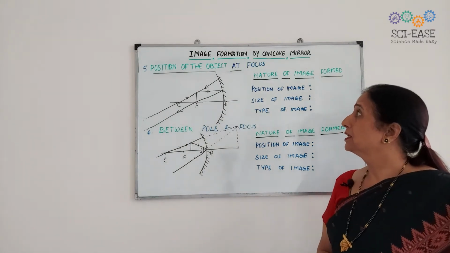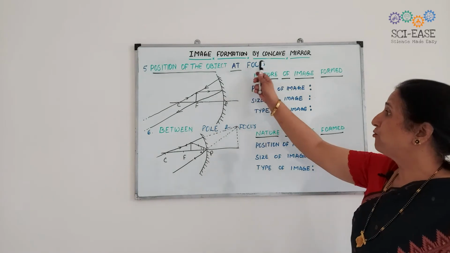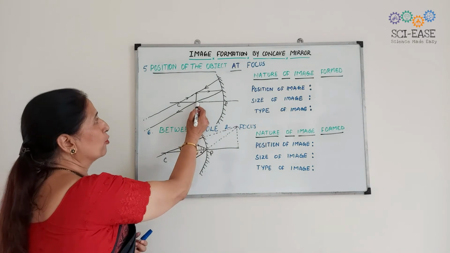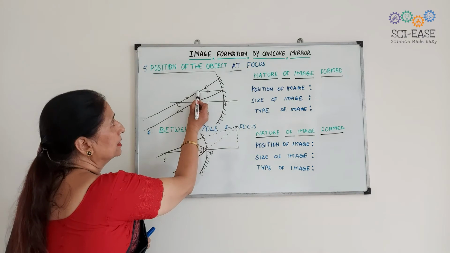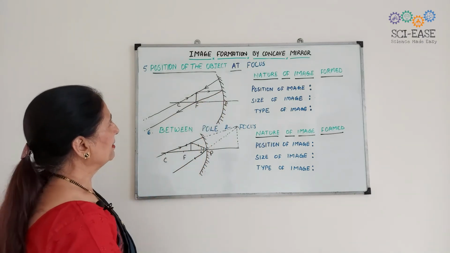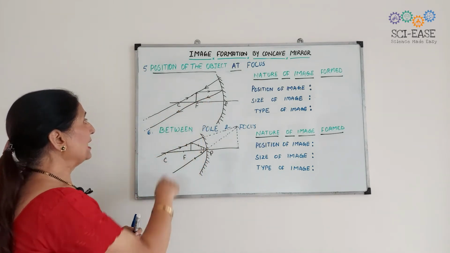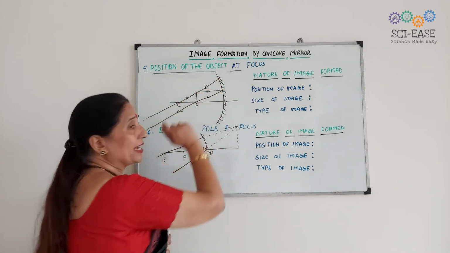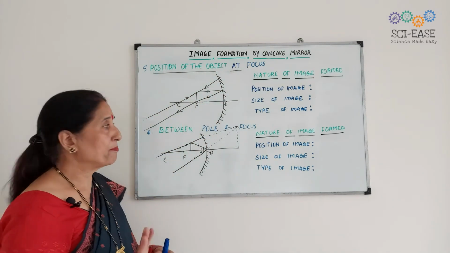The fifth ray diagram is when the object is at focus. So here the object is at focus. Clear? The ray will start from the object parallel to the principal axis, and then it will pass through the principal focus. And the second ray passes through the center of curvature. It will strike the mirror and then return back on the same path.